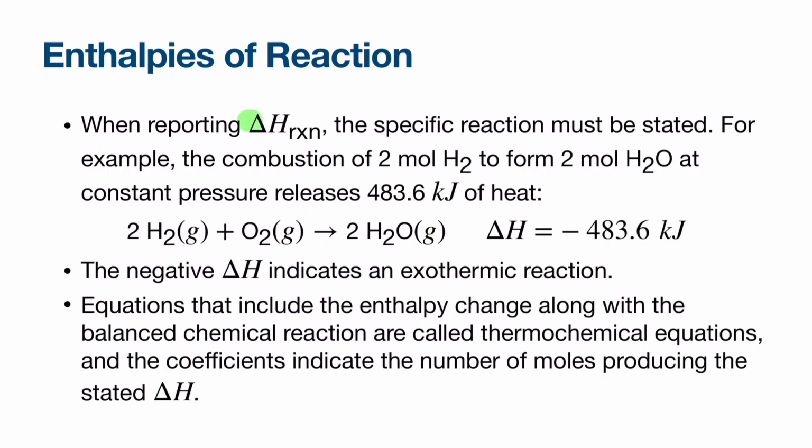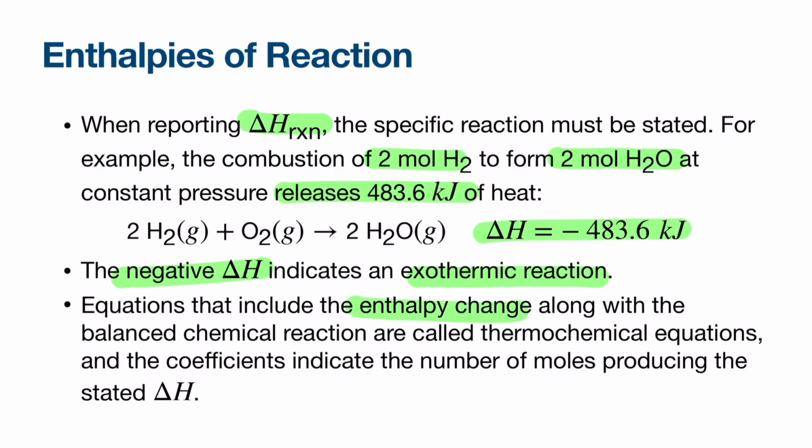Whenever we talk about the delta H, we need to say exactly which reaction we are talking about. For example, burning 2 moles of hydrogen gas to make 2 moles of water releases 483.6 kilojoules of heat. This way, everyone knows the context of the heat change. And as you can see here in the balanced chemical equation, we have delta H equals negative 483.6 kilojoules. The negative sign in delta H means the reaction gives off heat. So this is an exothermic reaction. It releases energy into the surroundings.